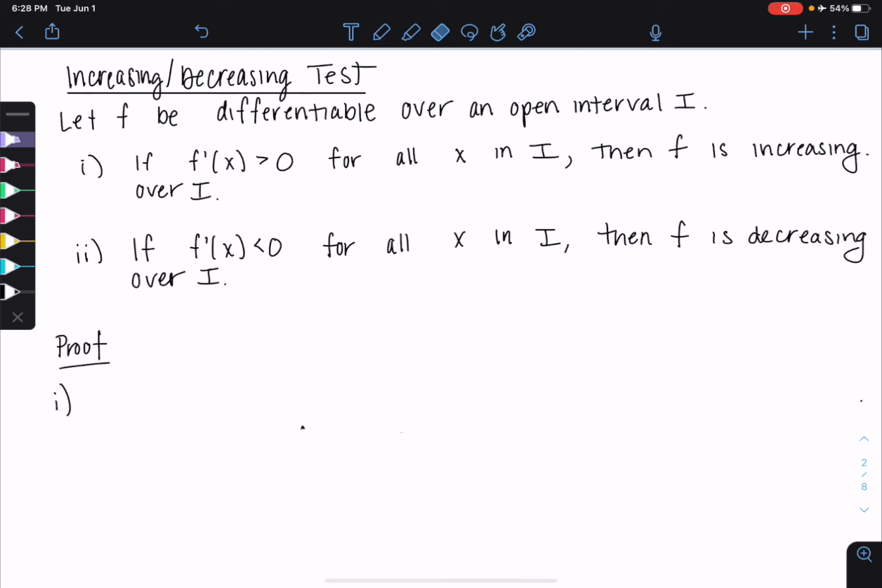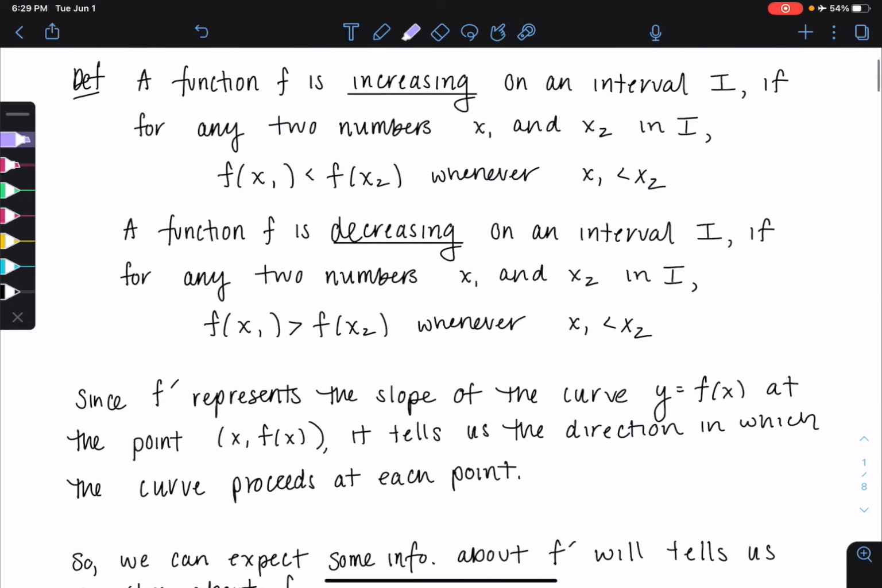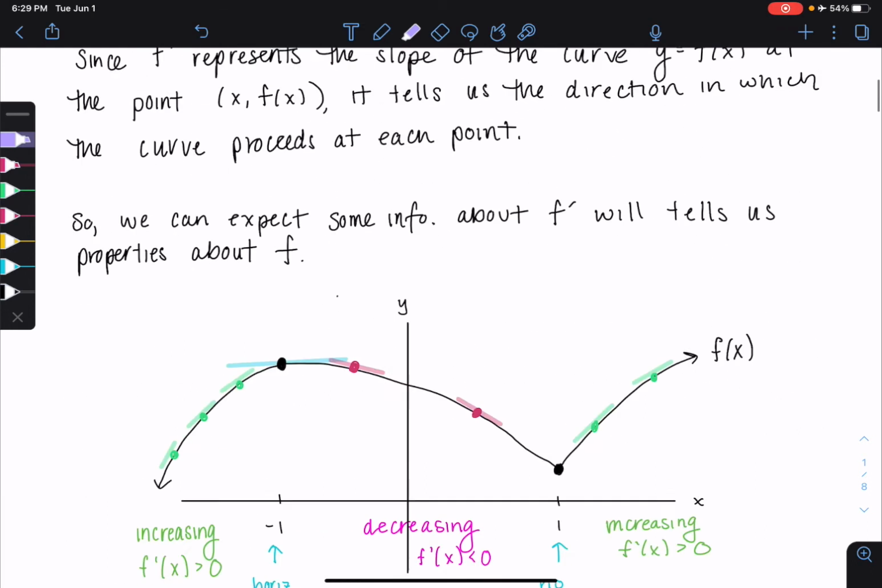I do want to show you the proof, and I'm just going to show you the proof of this one. If my derivative is positive, I get increasing. Because really, the same kind of thing is going to happen for this second one. It's just a slightly different result that you get at the end. So what I want to do is, purely because my derivative is positive, show that my y values are getting larger and larger and larger.